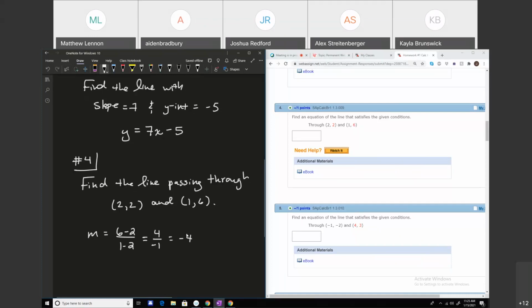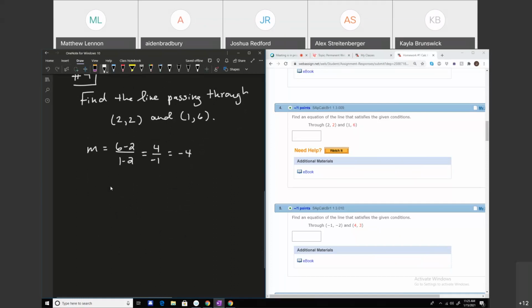And then what do we know? We know that the equation of our line has to look something like y equals minus 4x plus a y-intercept value of b. Plug in either point for x and y. I'm going to use (2, 2). 2 equals negative 4 times 2 plus b. So we have 2 is equal to minus 8 plus b. Add 8 to both sides, and we see that our b value is 10. So our equation of the line is y equals minus 4x plus 10. And that is it.